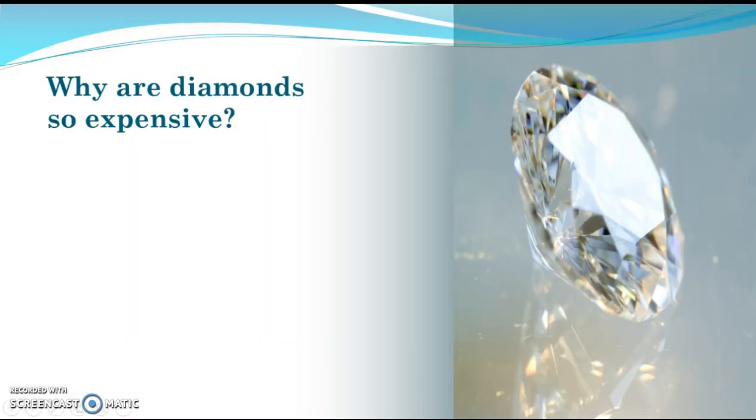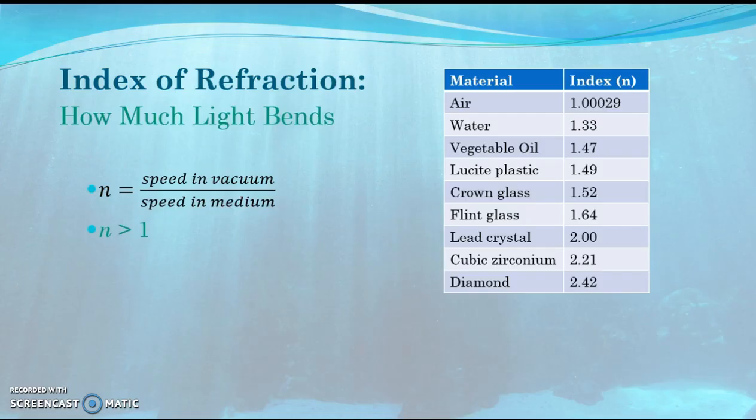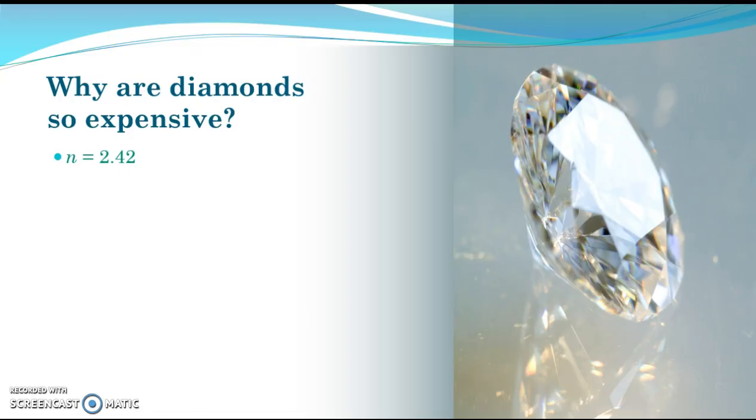Follow-up question from the previous lecture. We looked at the index of refraction chart and we found out that the greater the index of refraction, the more expensive the material was. Why? What is it that we're paying for? Let's check it out. The largest index of refraction known to humankind is diamond, 2.42.